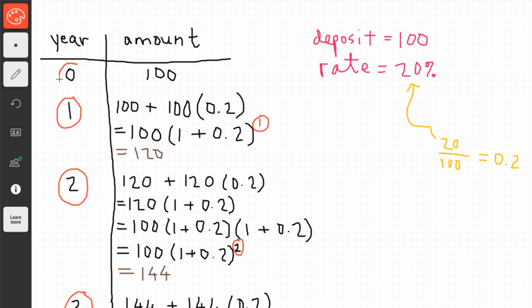Then you might say, well, in year 0, it didn't have an exponent of 0. That's a good point. But as we've seen in the past, any non-zero number to the power of 0 gives us 1. So it is the same. Even if we multiplied it by 1.2 to the power of 0, it would still just be 100.